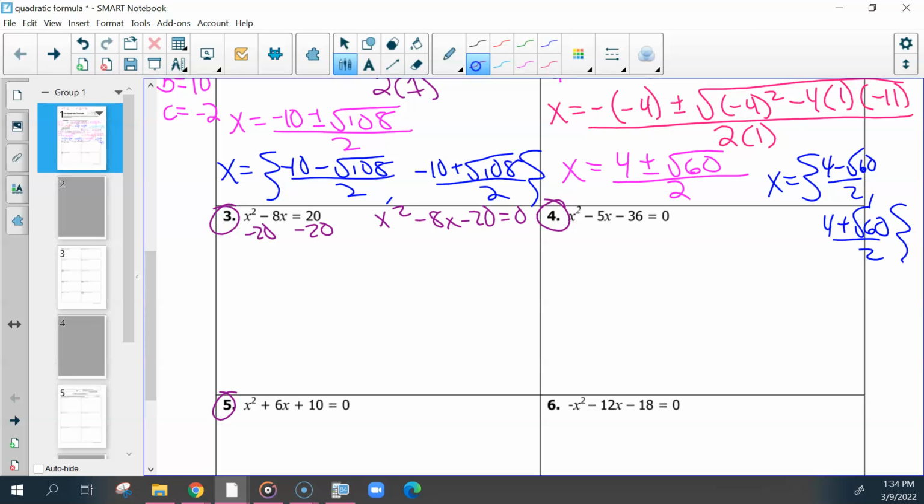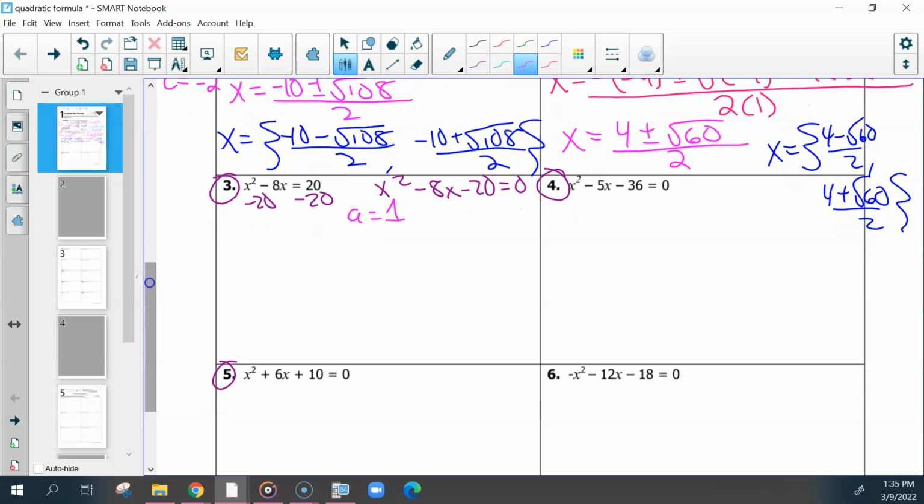Now that everything is on the same side, we can write our a, b, and c value. A is always in front of the x squared. There's always going to be an x squared. So for this, A is 1, B is negative 8, C is negative 20.